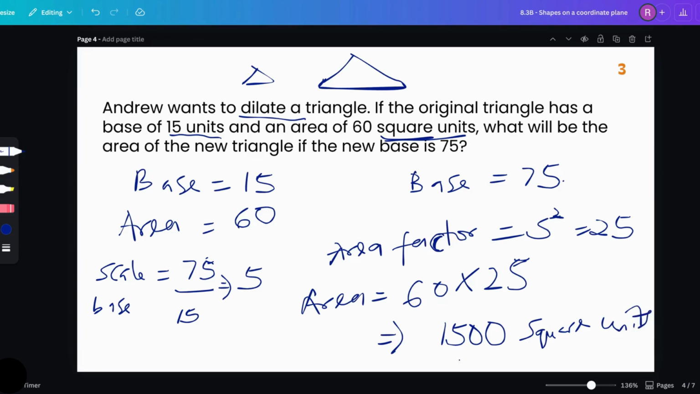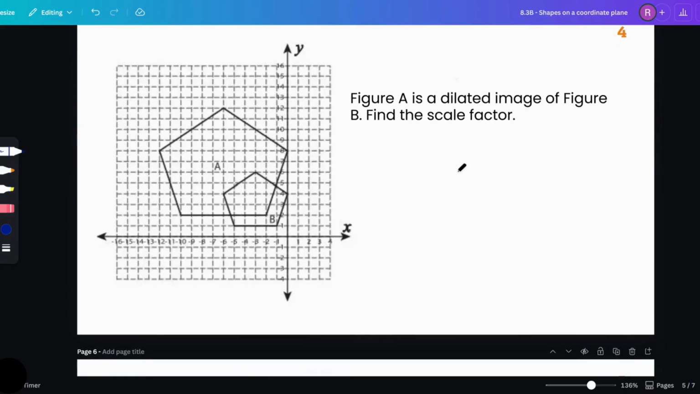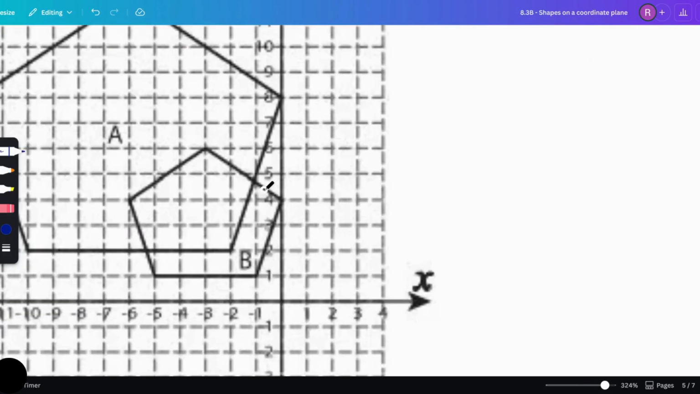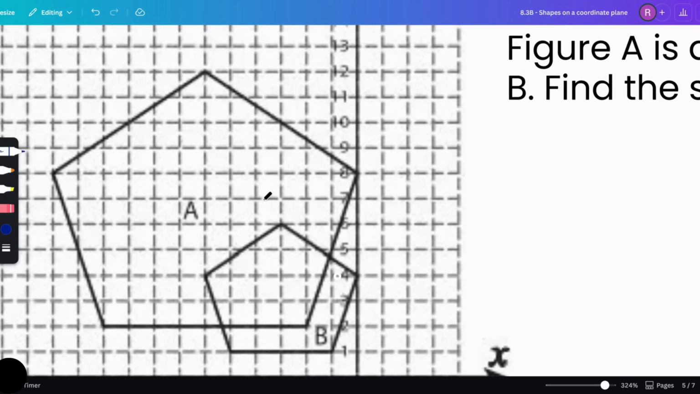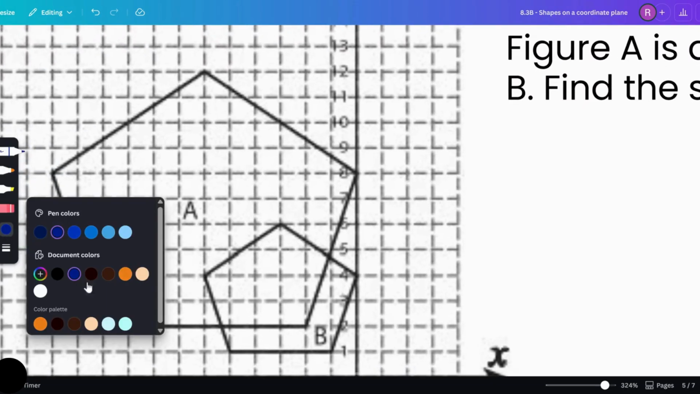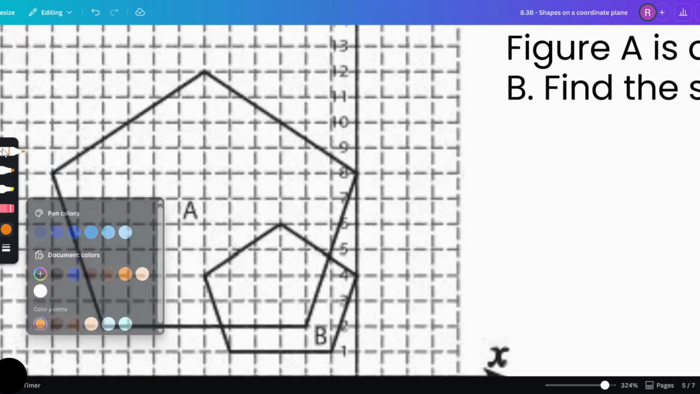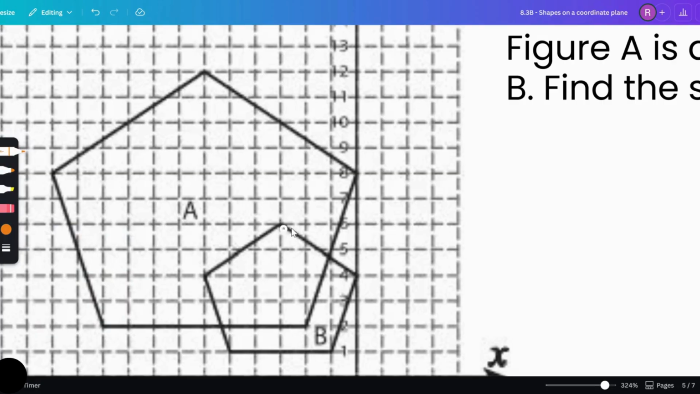Square units. Don't make the mistake. So that is how to answer this. The next one: figure A is a dilated image of figure B. Find the scale factor. So now let's look at each point to find the scale factor. Let's pick an obvious color. So to find the scale factor now, let's look at the point here.